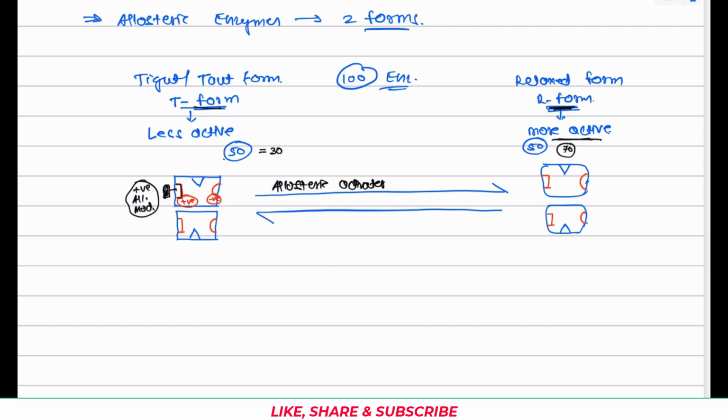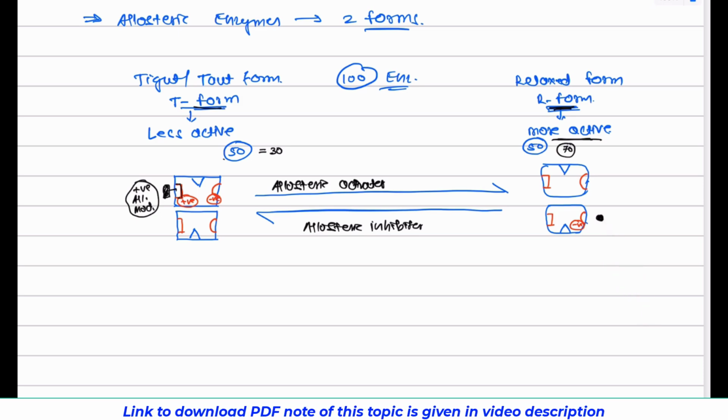The reverse will occur when an allosteric inhibitor is present. And let's say, suppose this rounded allosteric site is an inhibitor site. So what will happen when an allosteric inhibitor is present? The allosteric inhibitor binds over here and it will convert this relaxed form into the tight form. So let's say the allosteric inhibitor is converting 20 molecules from the R form to the T form. So 50 minus 20 makes it 30, and 50 plus 20 makes it 70. So now more enzyme is in the T form, which is less active. So that is how activity is decreased by the allosteric inhibitor.